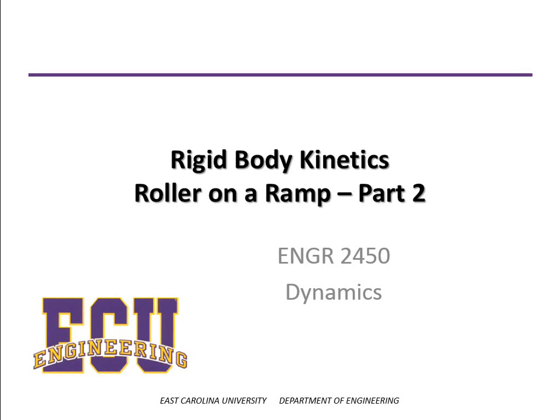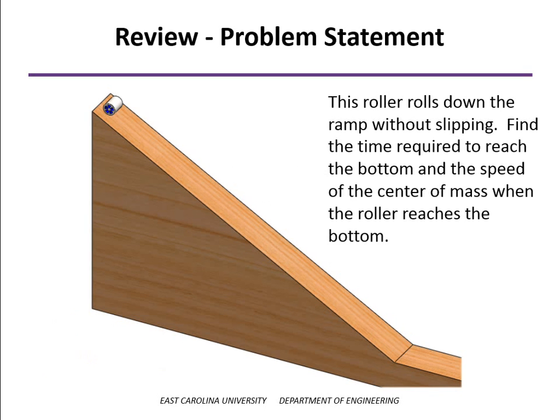In this video, we're going to look a little further at the rigid body kinetics of a roller rolling down a ramp without slipping. In the previous video, we solved this problem by writing the equations of motion and calculating the acceleration, and from that calculating the time it would take to get to the bottom of the ramp, as well as the velocity when we get to the bottom of the ramp. We checked that by verifying the solution with the conservation of energy to find the velocity at the bottom, and we also ran a SolidWorks simulation and found that our time and velocity matched up well.